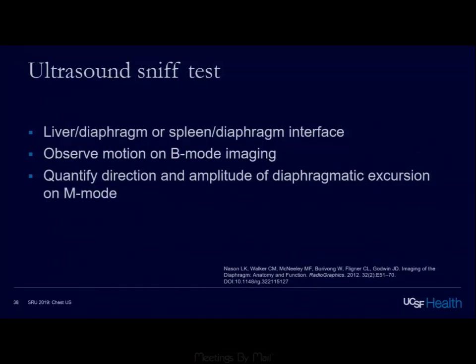So how to do this? We look at the liver-diaphragm or spleen-diaphragm interface on ultrasound, which I think we all know is a bright echogenic line on imaging. And this can be done in the transverse plane or longitudinal plane utilizing intercostal or subcostal windows. We basically observe the diaphragmatic excursion on B-mode imaging. And when we employ M-mode, we can actually quantify the amplitude of diaphragmatic excursion as well.